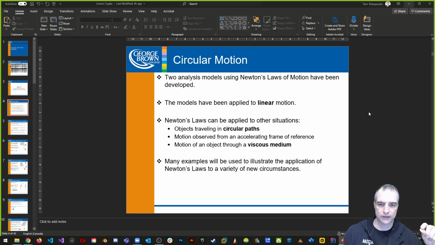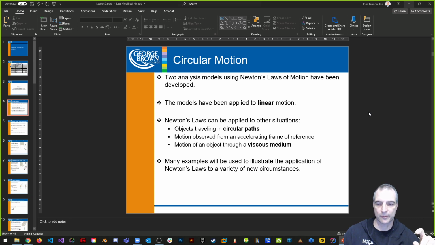Remember that motion is observed from an accelerating frame of reference. Okay, so that means, remember we talked about this, for there to be force, there must be acceleration. No acceleration, no force. That's the way you should think about it when it comes to Newton's laws. So there's always a need for acceleration.